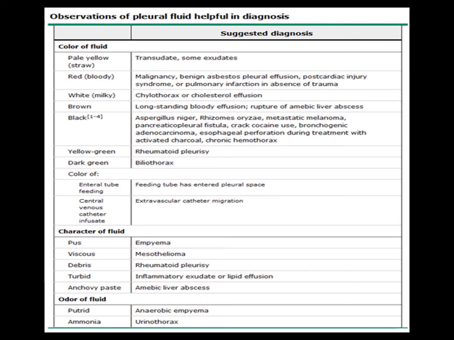Then coming to the character of the fluid, pus can be seen in case of empyema, viscous fluid can be seen in cases of mesothelioma, debris is seen in rheumatoid pleurisy, turbidity in the fluid can be because of inflammatory exudate or lipoid effusions. Anchovy paste-like effusions can be seen in cases of amoebic liver abscess. Then coming to the odor, putrid type of odor suggests that there is some anaerobic metabolism going on. And ammonia-like odor will give us a clue towards urinothorax.